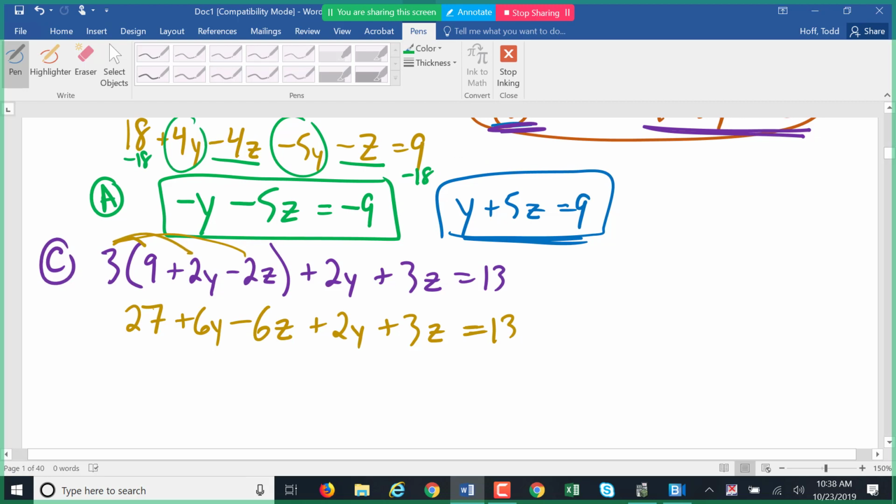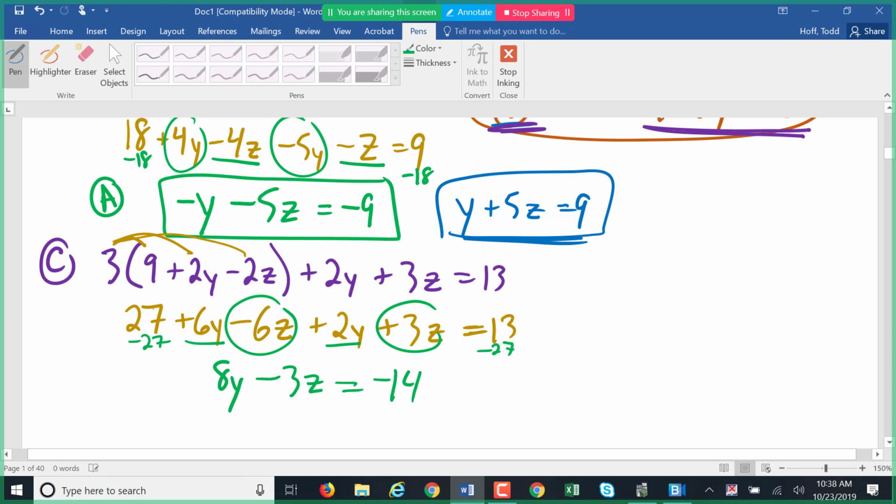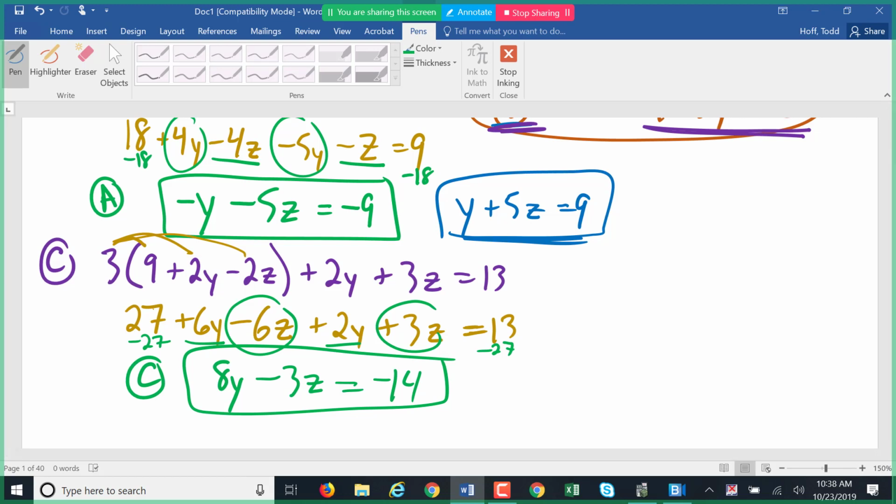So again, I'm going to combine the 6y and the 2y makes 8y. Negative 6z and 3z make negative 3z. And I'm going to subtract the 27. 13 minus 27 is a negative 14. So there's my modified equation C. What I have now is 2 equations in 2 variables. So I've reduced my 3-variable system to a 2-variable system. 3 variables with 3 equations down to 2 variables with 2 equations.